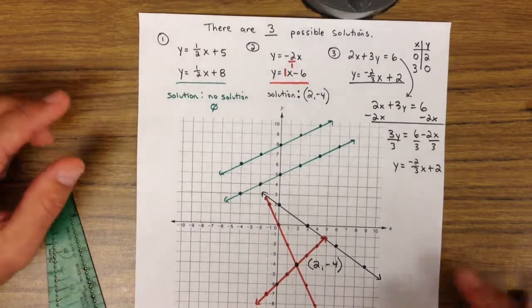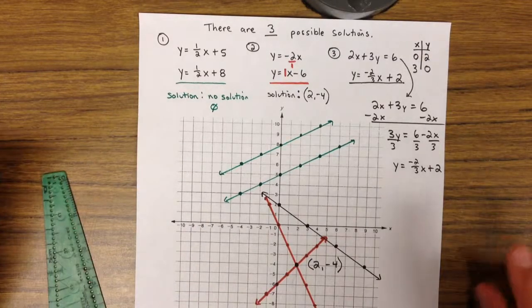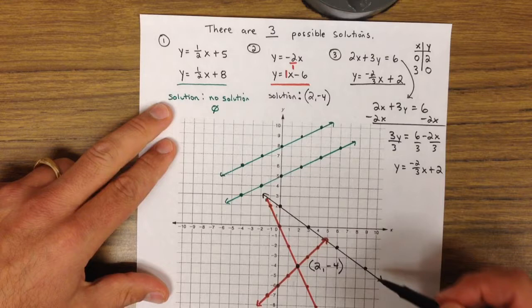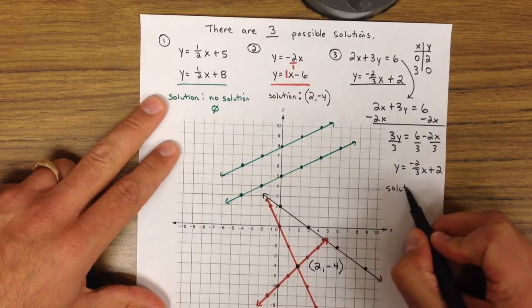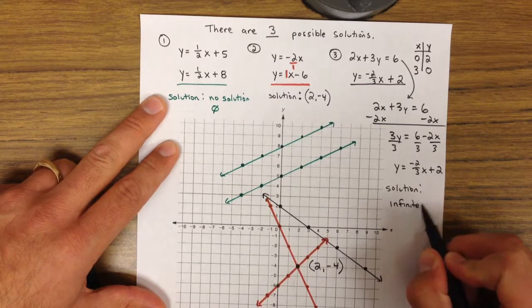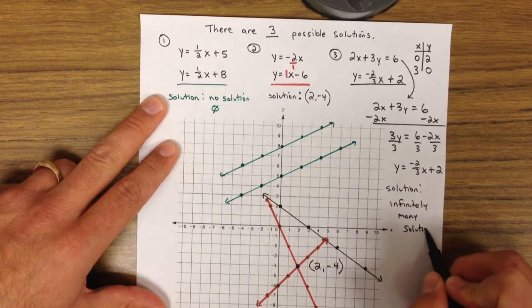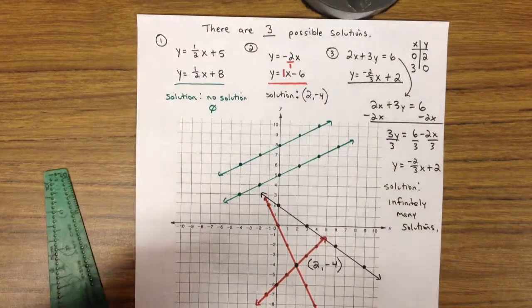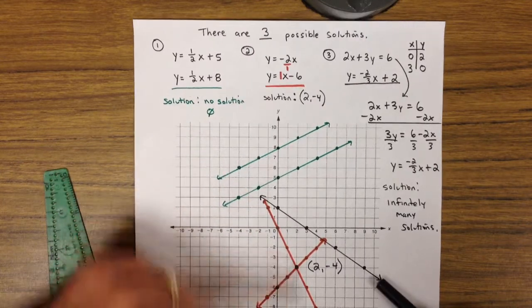So essentially we have a system where we have two lines that are the same. One line has an infinite number of solutions. So the solution for this, you can say, is infinitely many solutions. Those are the three possibilities. You can have no solution, one solution, or infinitely many.